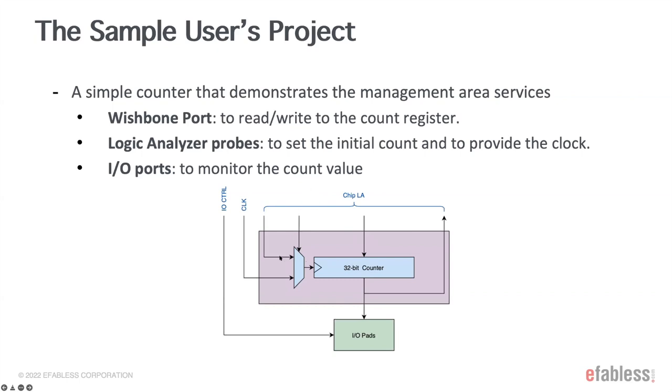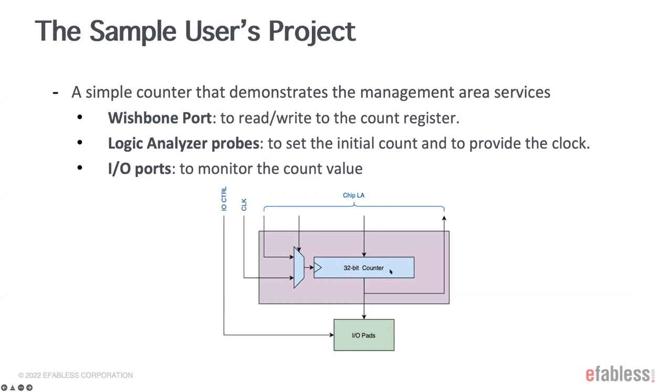So again, the clock can come from the logic analyzer, so that in software I can just toggle one of the logic analyzer probes, which is configured to be an output, so that it can control the clock signal. In this way, I can generate the clock for this counter. Okay. I can also clock the counter using the wishbone clock. And there is a multiplexer, which can select between these two.